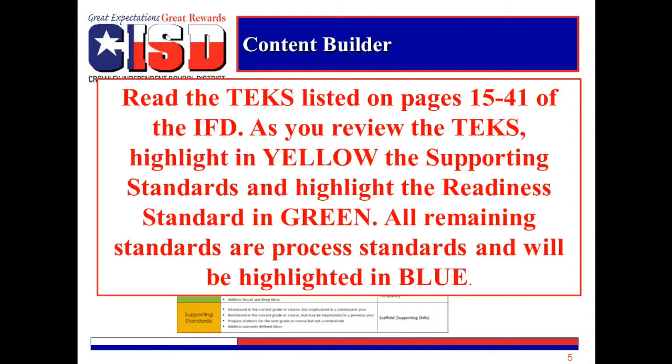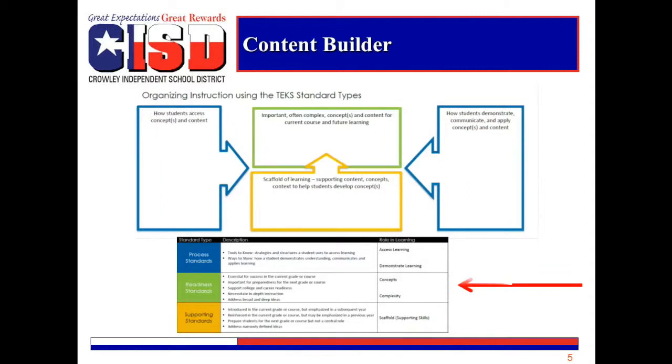As you review the TEKS, highlight in yellow the supporting standards and highlight the readiness standards in green. All remaining standards are process standards and will be highlighted in blue. If necessary, please refer to the Organizing Instruction using the TEKS Standard Types document to review the description and each standard's role in learning. Take note that blue process standards will fall into one of 2 basic categories: how students access learning or how students demonstrate learning. Please take a moment to complete this task.